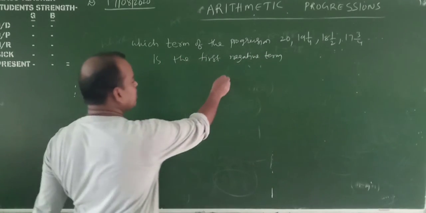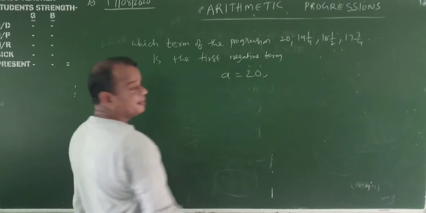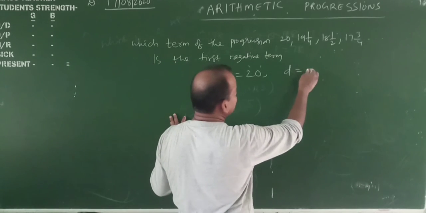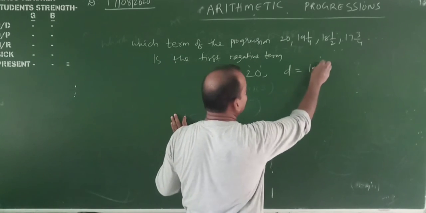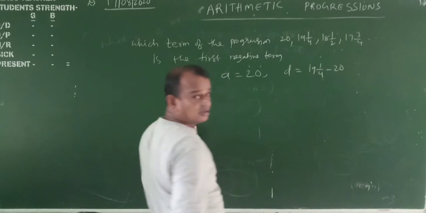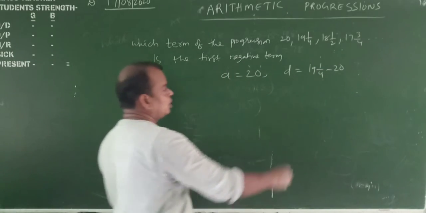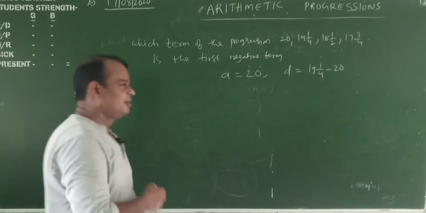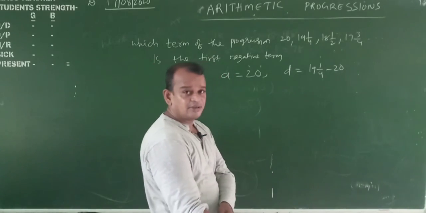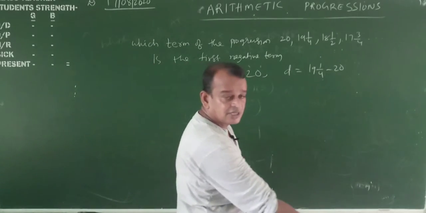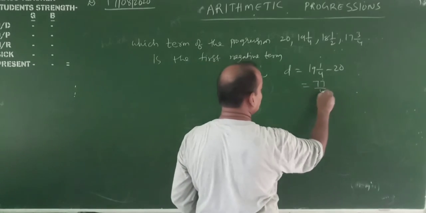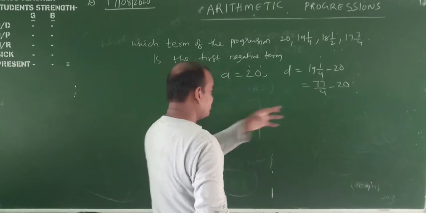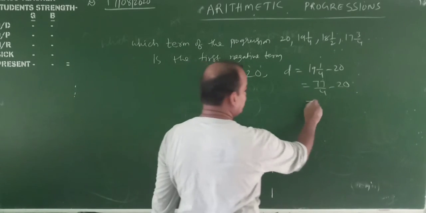The A value is clearly given. 20 is given. The A value means the starting value. D is clearly given, how much? This one minus this one, 19 1 by 4 minus 20. How much is this? 19 1 by 4 is 4 into 19, this is the mixed fraction, 76 plus 1, 77 by 4 minus 20. 4 twenties are 80, 77 minus 80 equals minus 3 by 4.